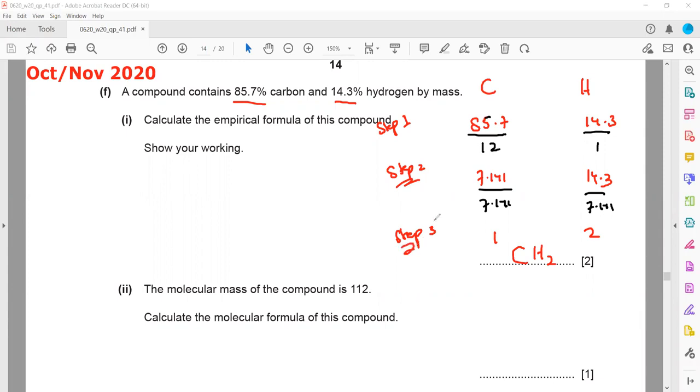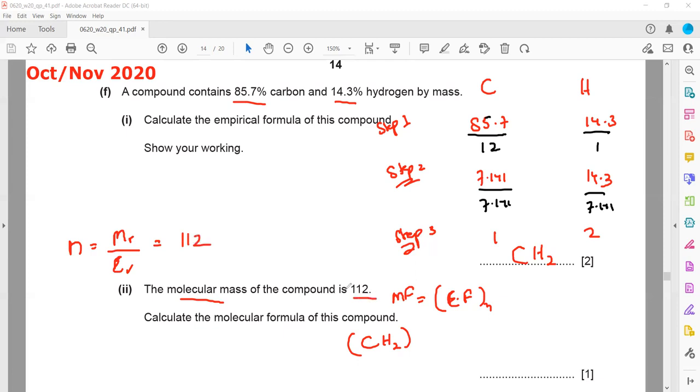Then how can we work out the molecular formula? The empirical formula multiplied by n gives us the molecular formula. The empirical formula we already calculated was CH2 in the previous part. How do we get the value of n? The value of n is the relative molecular mass divided by the empirical mass. The molecular mass of this molecule is given as 112.